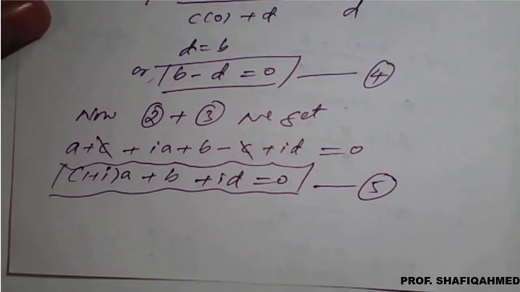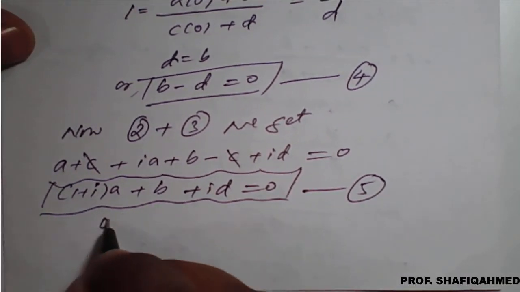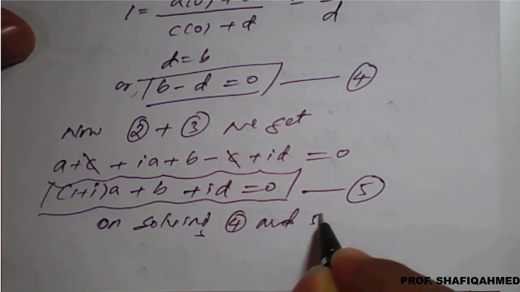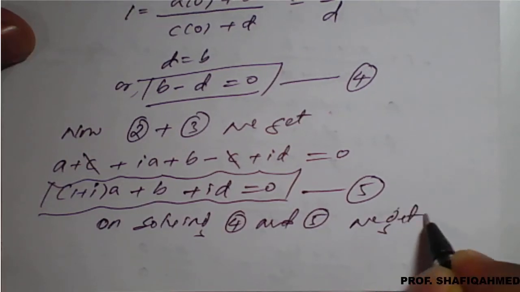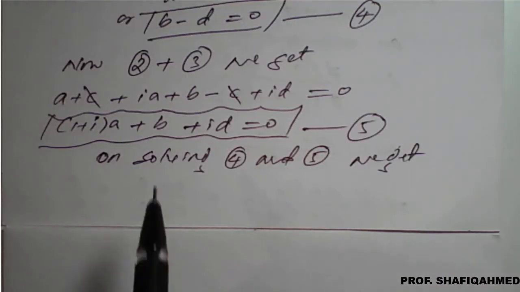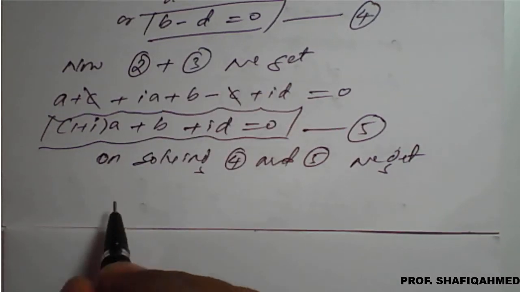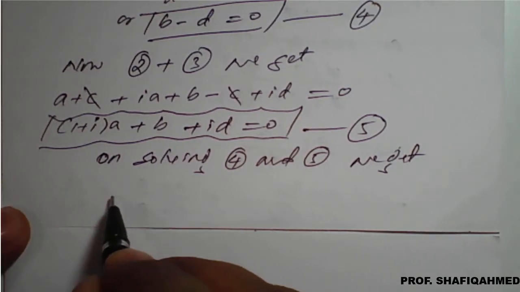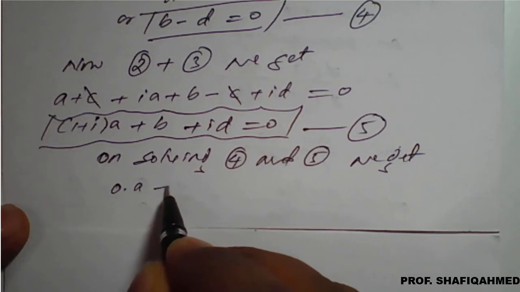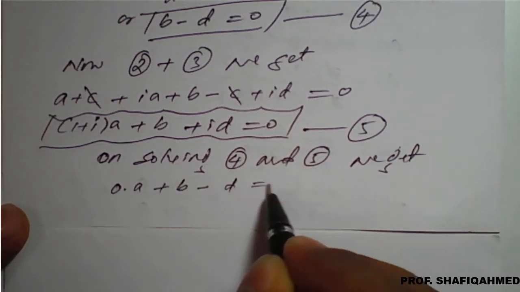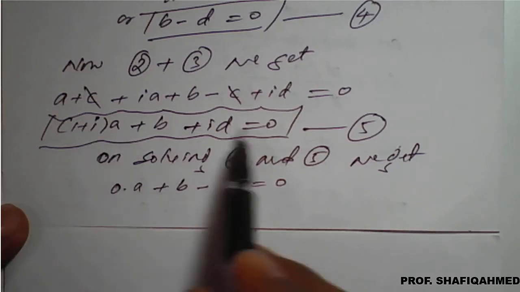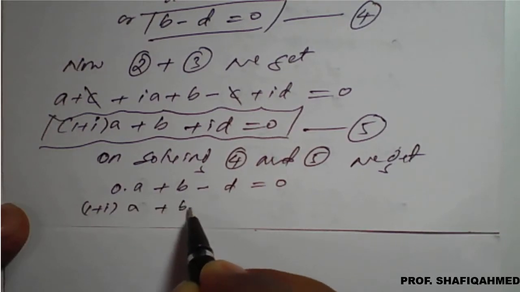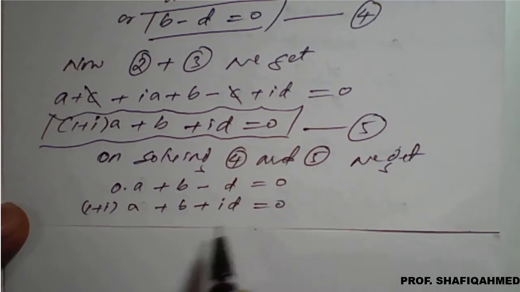So on solving 4 and 5, we get... 4 can be written as 0 into a plus b minus d equal to 0, and our equation 5 is nothing but 1 plus i of a plus b plus id equal to 0.